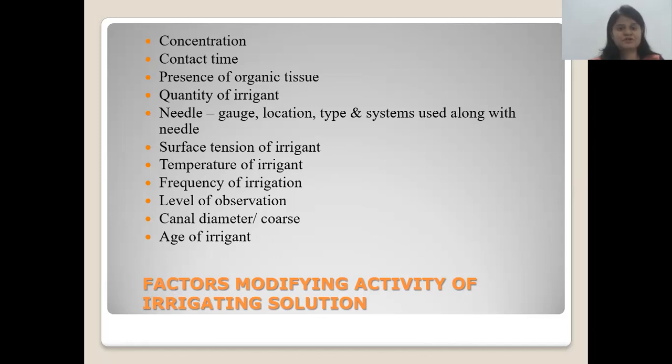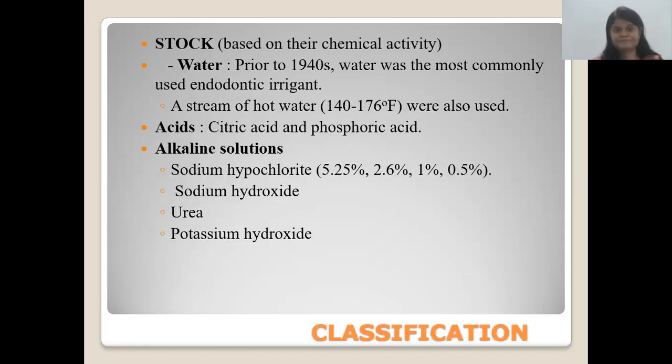Then surface tension of an irrigant, temperature of the irrigant, frequency of irrigation, level of observation. Then the canal diameter, whether it is a narrow or wide canal, whether it is a straight or curved canal. Then the age of the irrigant, whether it is freshly prepared or stored and then used after many days. So obviously the age of the irrigant will affect its activity.